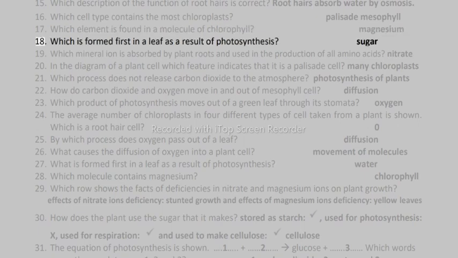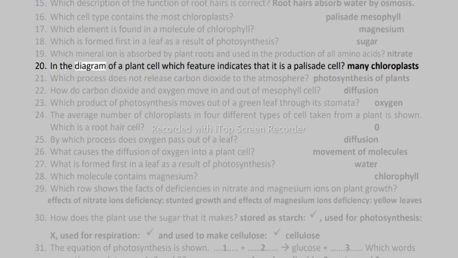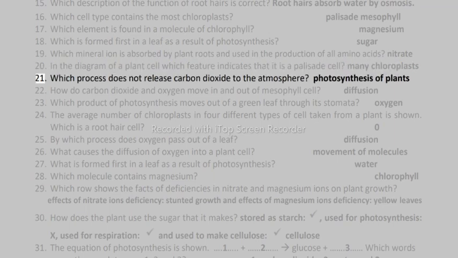Magnesium. 18. Which is formed first in a leaf as a result of photosynthesis? Sugar. 19. Which mineral ion is absorbed by plant roots and used in the production of all amino acids? Nitrate. 20. In the diagram of a plant cell, which feature indicates that it is a palisade cell? Many chloroplasts. 21. Which process does not release carbon dioxide to the atmosphere?